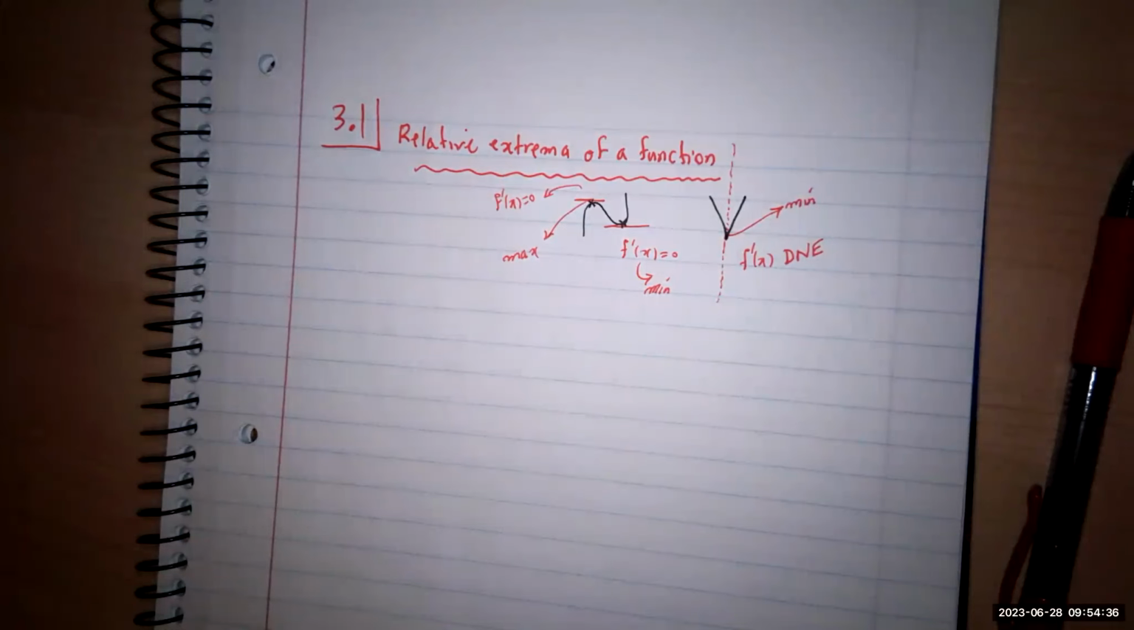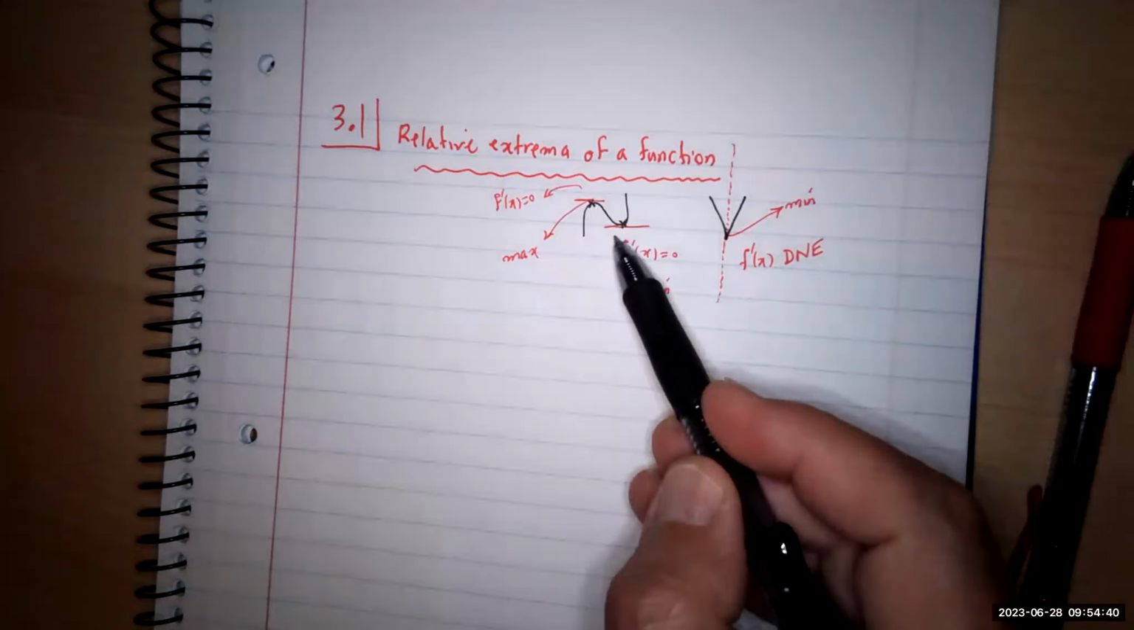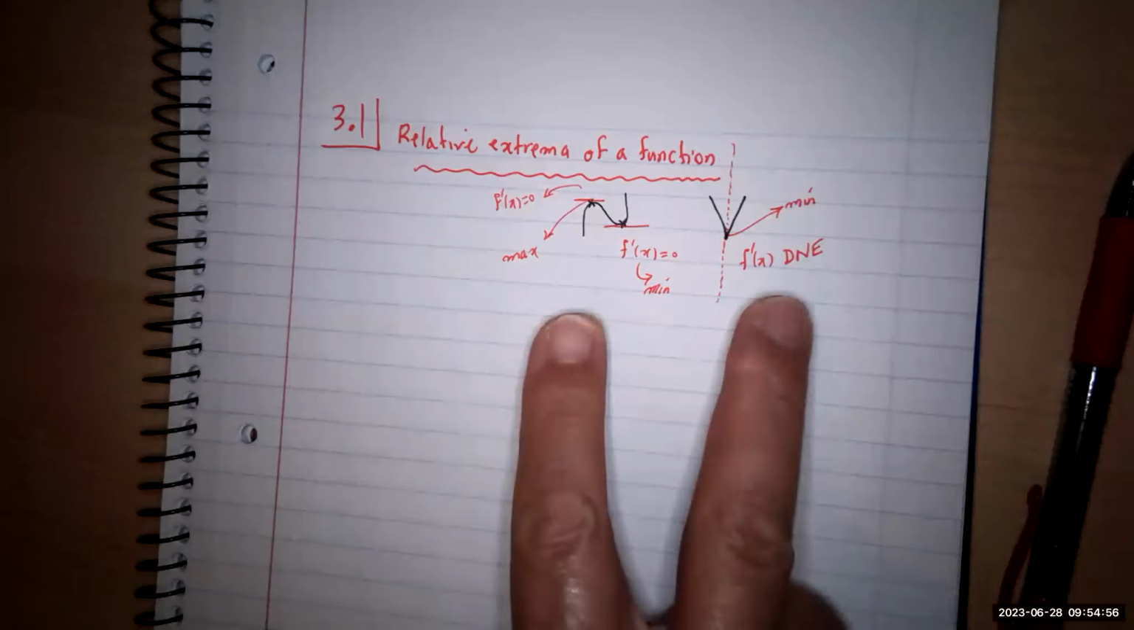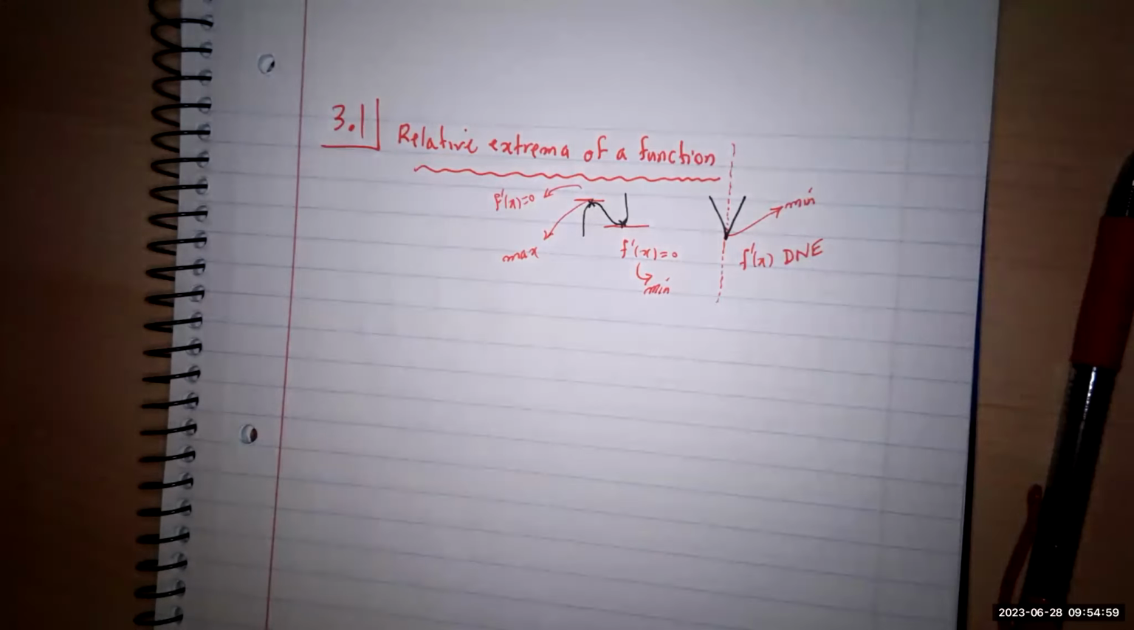So these are the candidates, but the next question is going to be which one is the maximum, which one is the minimum. Then we need some theorems to be able to do it. So those theorems, there are some tests. We refer to them as the first derivative test and the second derivative test. And then we finish this chapter. Okay, so that is a roadmap, a preview.